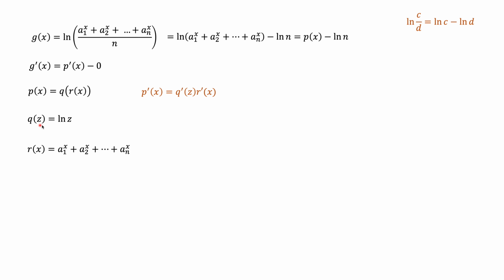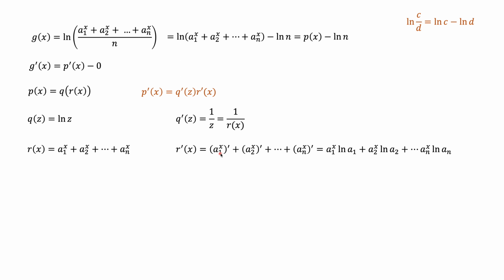So derivative of q is 1 over z, and since in our case z should be r of x, it equals 1 over r of x. Now we need to calculate derivative of r of x. Notice r of x is a sum of exponential functions, and derivative of a sum of functions is the sum of the derivatives. So essentially we differentiate each of those exponential functions and add them up.